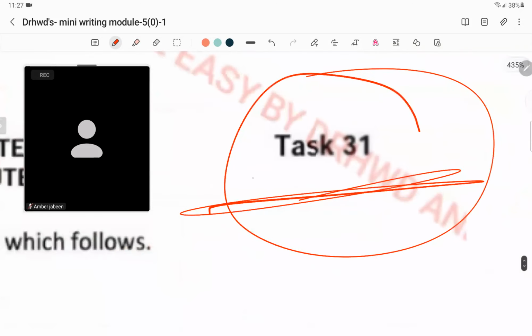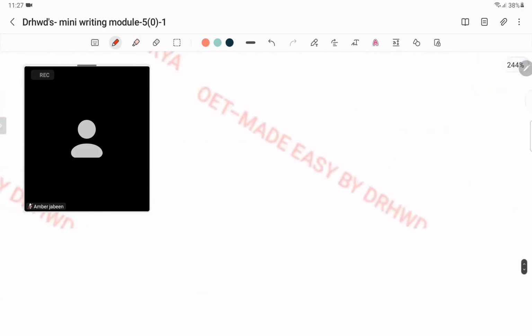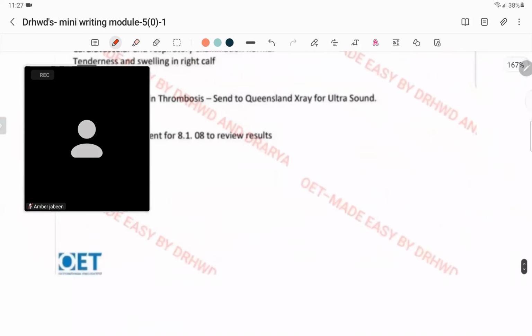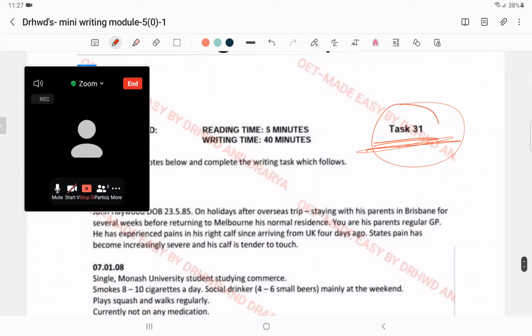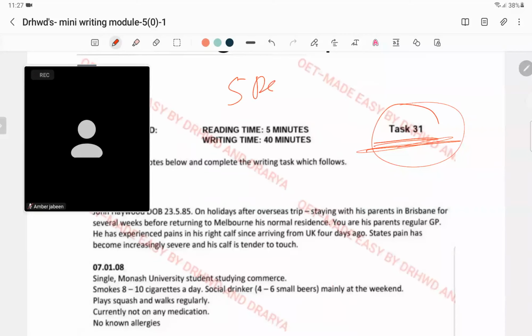Task 31 on page number 36. You guys have 5 minutes to read this letter and 4 minutes to write the introduction. All right, 5 minutes to read it and 4 minutes to write the intro. My writing is ridiculous, but I hope you guys understand. Everybody clear on the task? Read the letter and in 4 minutes write the introduction.